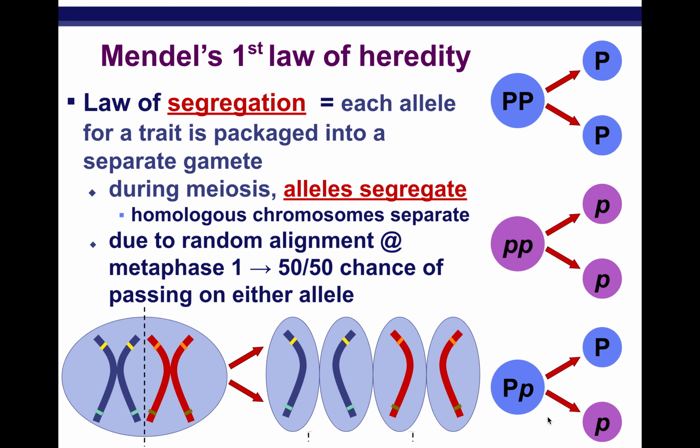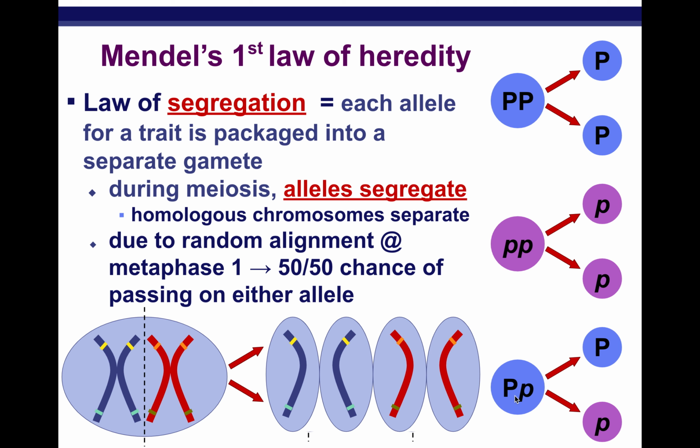Now, the reason why this is allowed is Mendel's first law of heredity, which is the law of segregation, the idea that each allele for a trait is packaged into a separate gamete. So if this organism is big P, big P, there's a 50% shot of the allele that passes on being big P or big P, which in this case is 100% chance because they only have big P genes. If both alleles are little p, there's a 50% chance of passing on this little p, 50% chance of passing on this little p, but because they're both little p's, it's always going to be 100% chance of this organism passing on little p genes.